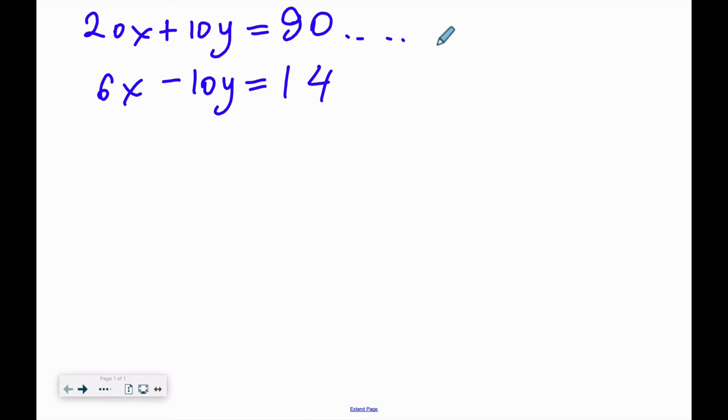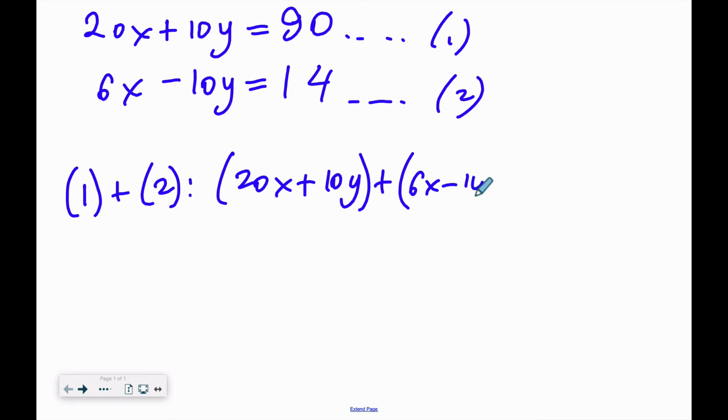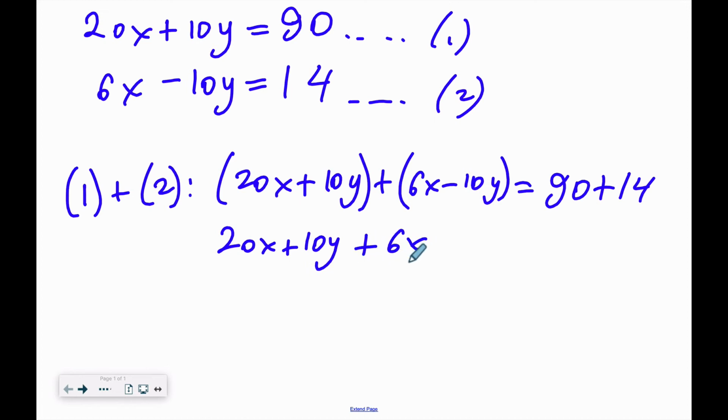So we have these equations now. Let's call this equation 1. This is equation 2. So you see, guys, there are different signs. There's plus sign and minus sign. We will need to add these two equations. Remember, when you have different signs, we'll have to add them. That's the rule. So we have 20x plus 10y, and then plus 6x minus 10y will be equal to 90 plus 14. Let's expand the brackets. 20x plus 10y plus 6x minus 10y. The right hand side will be 104.